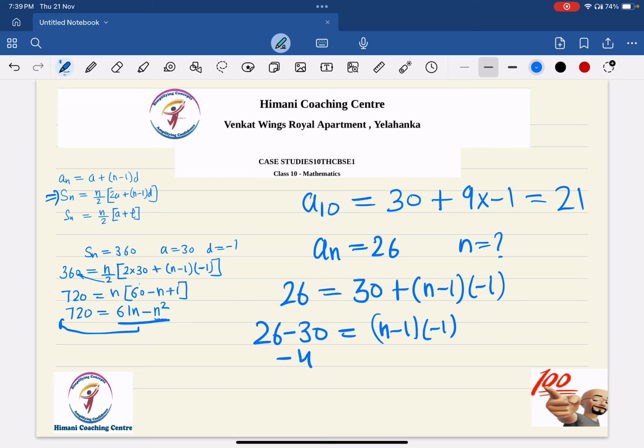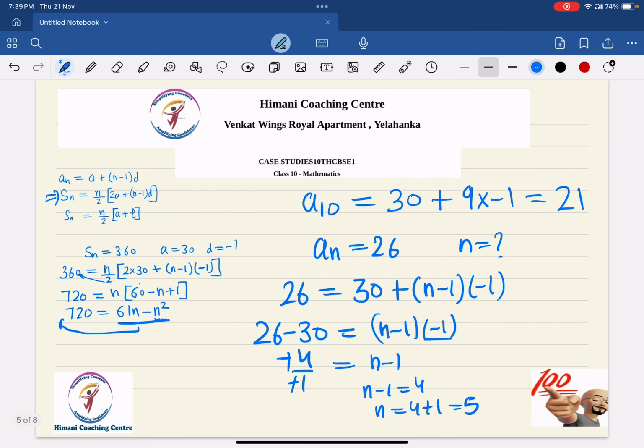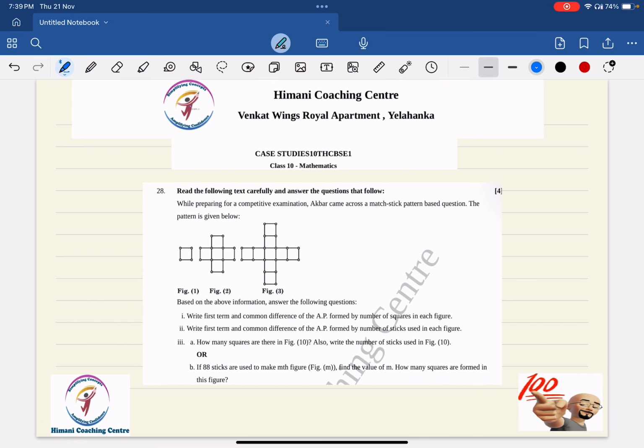So you get a minus 4 here, and we can bring minus 1 down, we can divide it. So you get n minus 1 has 4 and n is 4 plus 1. So that means the answer for this one is 5. Okay. And this we found answer as 21. With this, let us go to the second case study question.